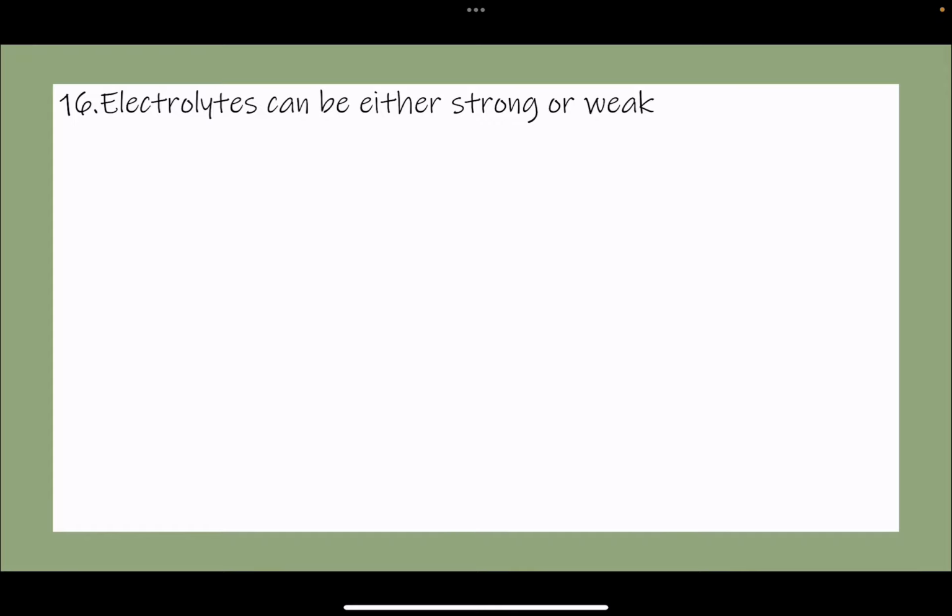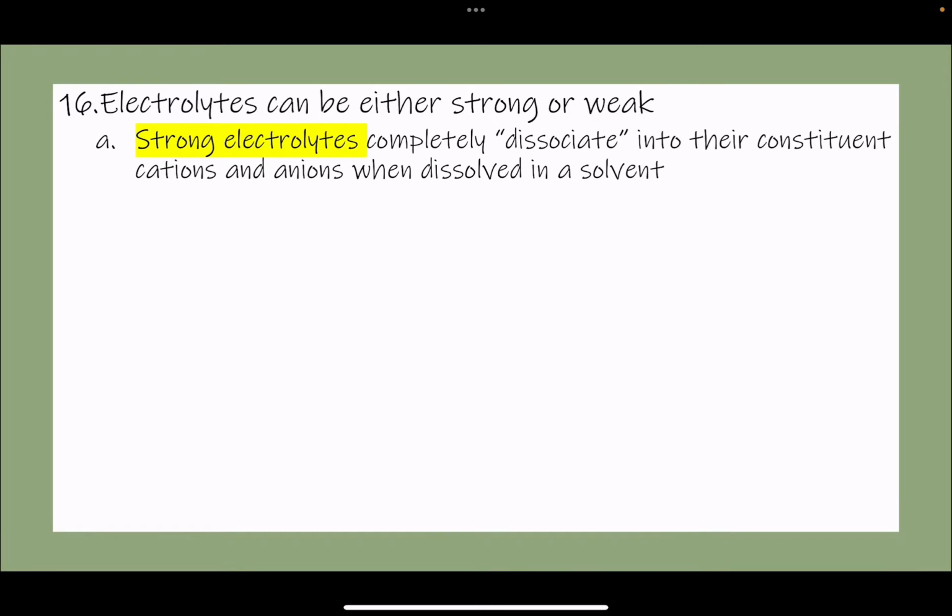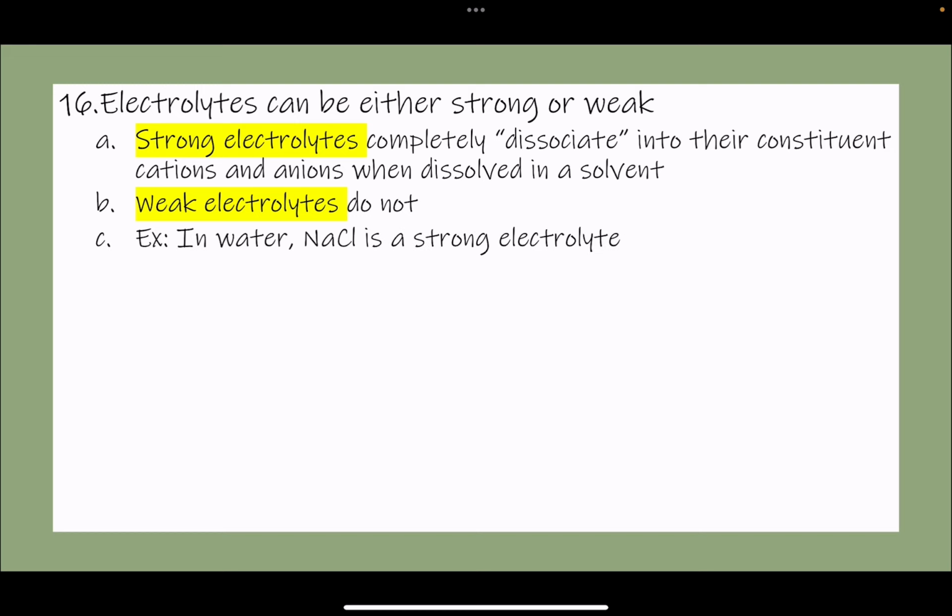Electrolytes are classified as either strong or weak. Strong electrolytes are so named because they completely disassociate into their constituent ions when dissolved in a solution. Weak electrolytes do not do this. Sodium chloride is described as a strong electrolyte because when it is dissolved in water, all of the sodium chloride molecules will split into sodium cations and chlorine anions.